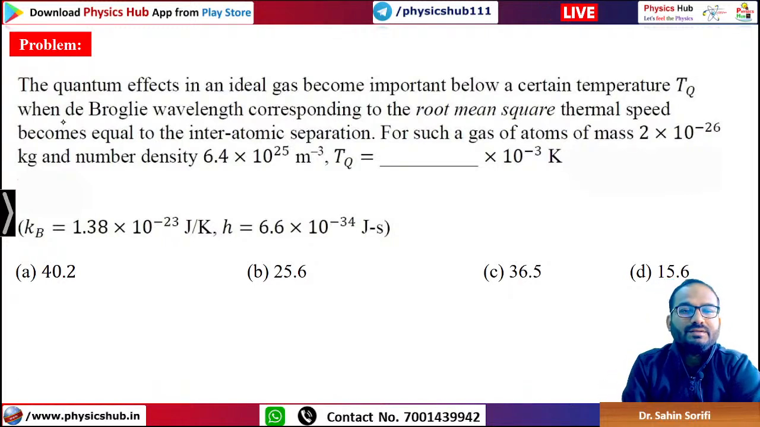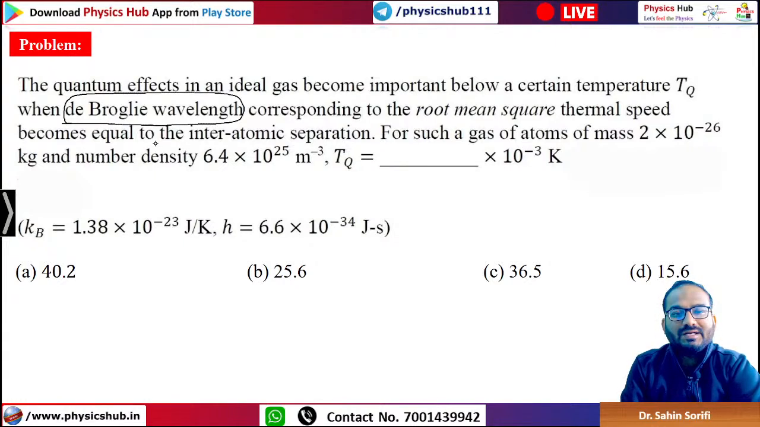The de Broglie wavelength becomes equal to the interatomic separation. So, lambda equals a.